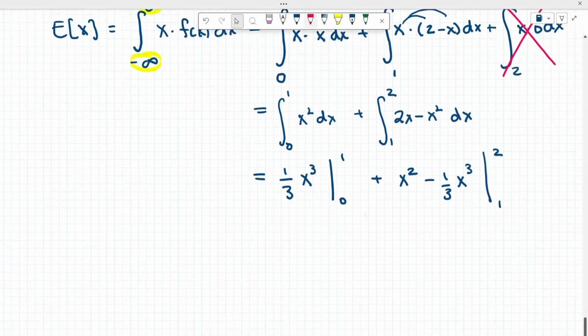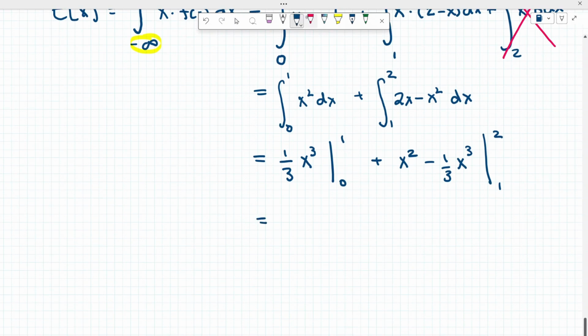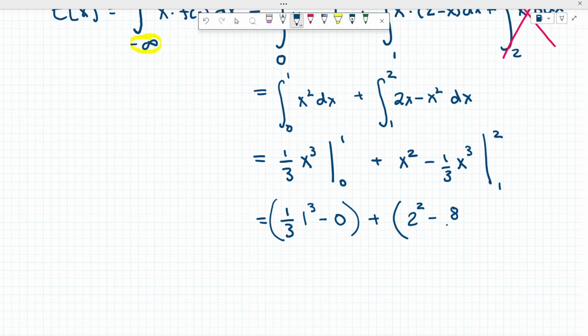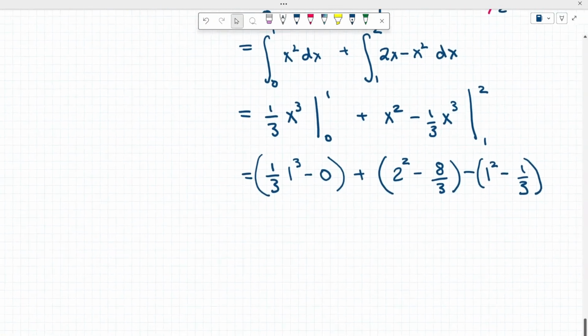And now let's go ahead and fill in our bounds. So we have 1 over 3 x, or x will be 1, 1 to the power of 3 minus 0. So we have our first one, plus the second one here, we will have 2 squared minus 1 over 3, and then 2 cubed, so that's 8 over 3. And then all of that minus when we sub in 1. So we have 1 squared minus 1 over 3. Okay, so that is our integral.